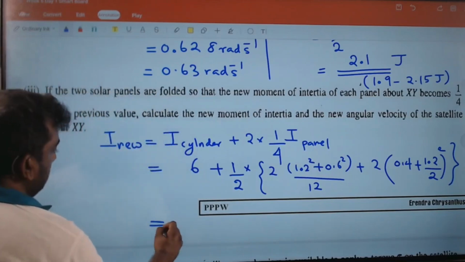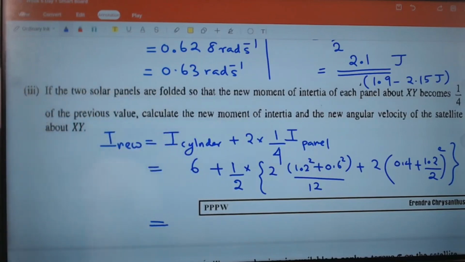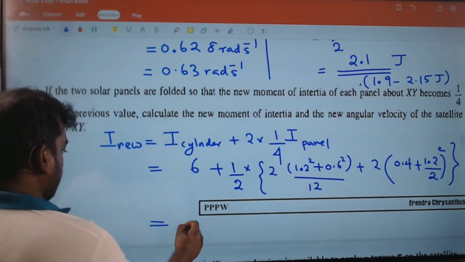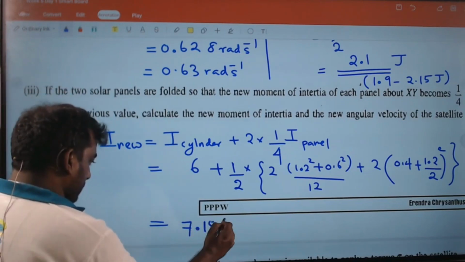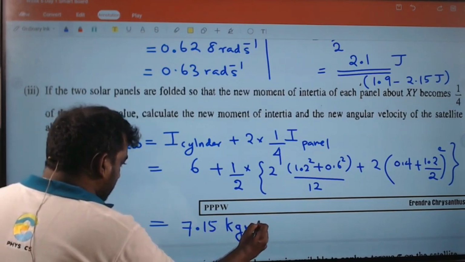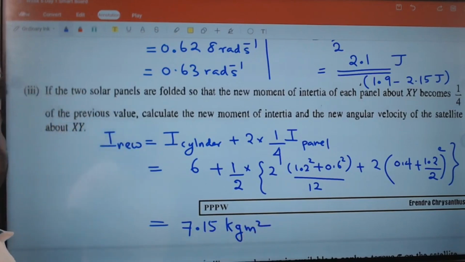Simplify this. The new moment of inertia you can find is 7.15 kilogram meter square.